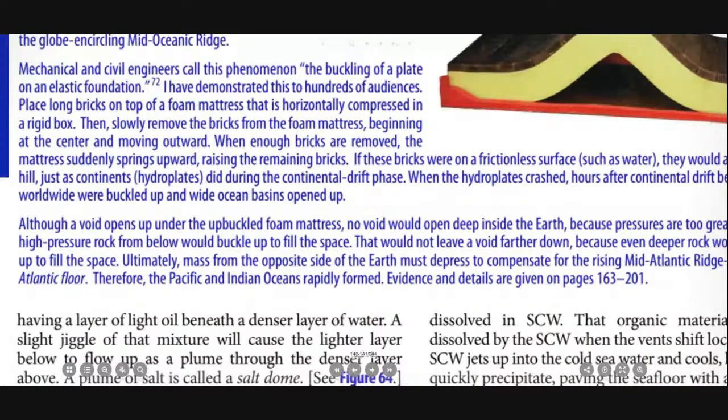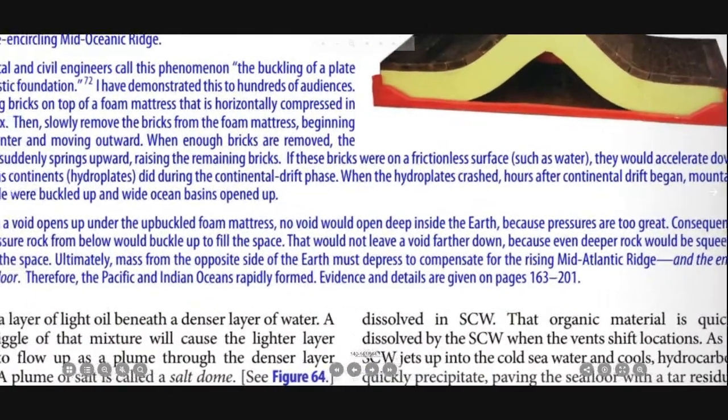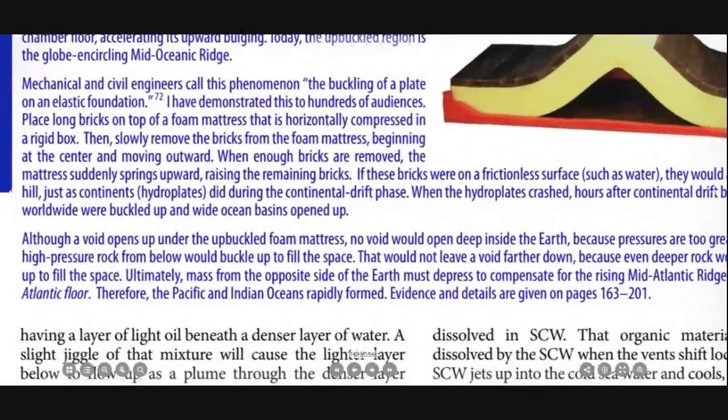Ultimately, mass from the opposite side of the Earth must depress to compensate for the rising mid-Atlantic ridge and the entire Atlantic floor. Therefore, the Pacific and Indian Oceans rapidly formed. Evidence and details are given on pages 163 to 201.